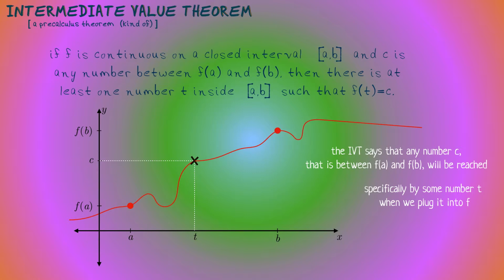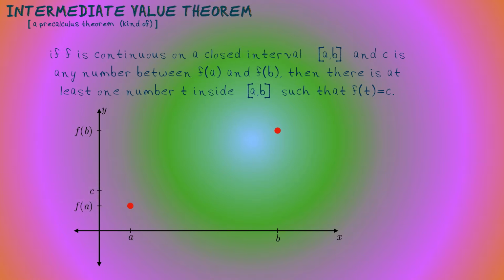And this happens because the intermediate value theorem is true. So any value between f(a) and f(b), we're going to attain by some number between a and b. Another example, maybe a little bit further down. There we hit c by some number between a and b.